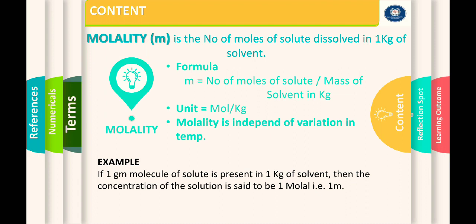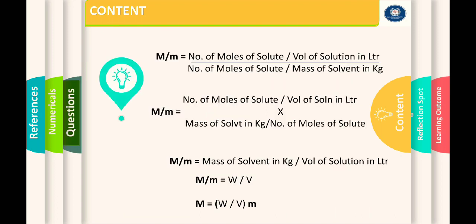To better understand this concept, here is an example. If 1 gram molecule of solute is present in 1 kilogram of solvent, then the concentration of the solution is said to be 1 molal, that is 1 m.